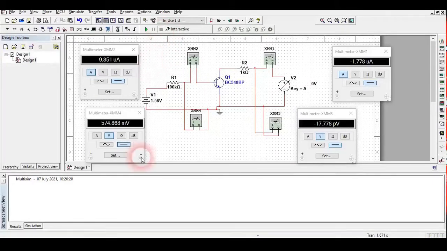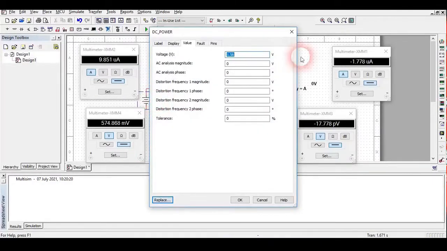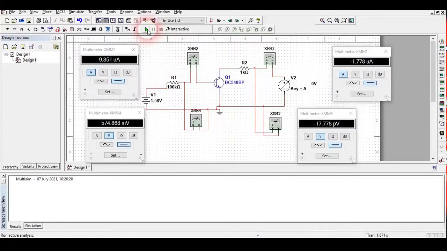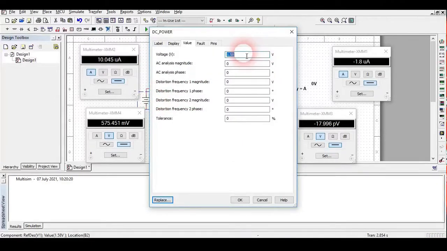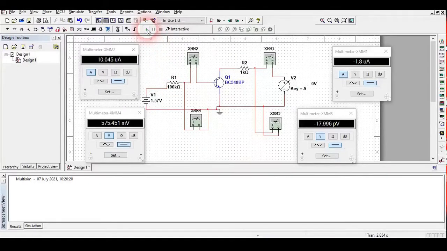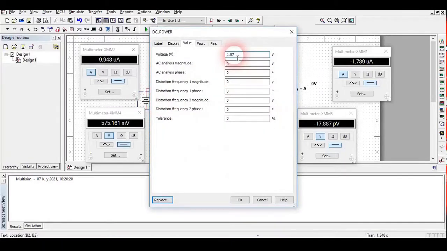So I would increase this value of voltage somewhat more, around 1.58, and again I am going to run this. At this time it is coming 10.0445. So I would make this voltage 1.57 volt. Okay, at 1.57 volt this value is low, so I would make it 1.58 only. So no need to change that.